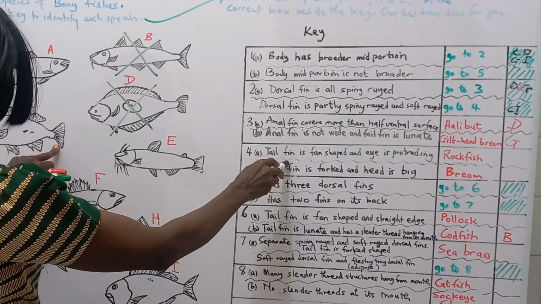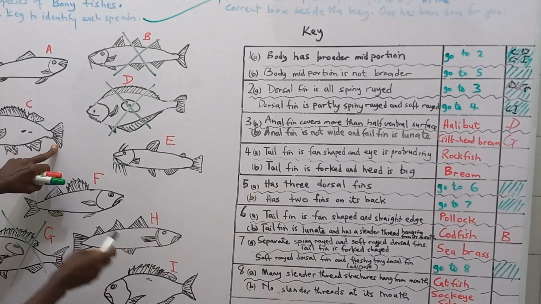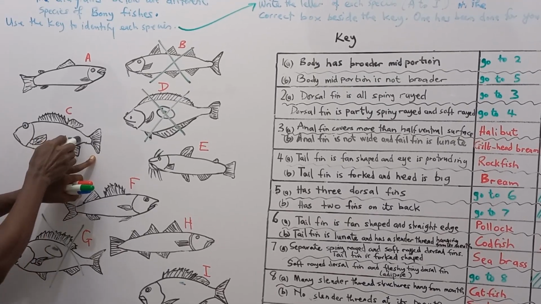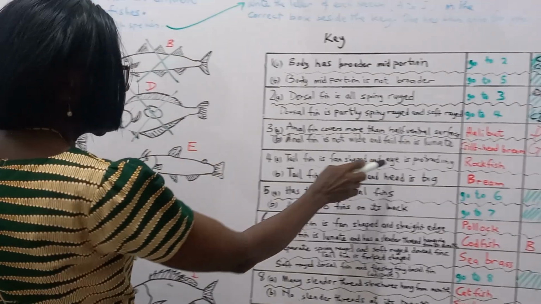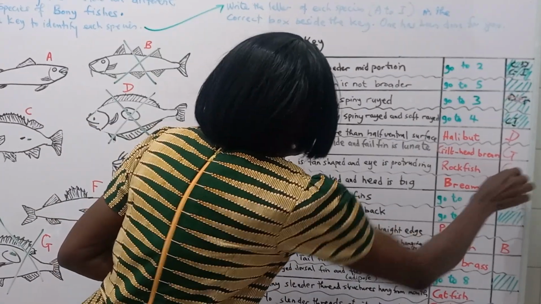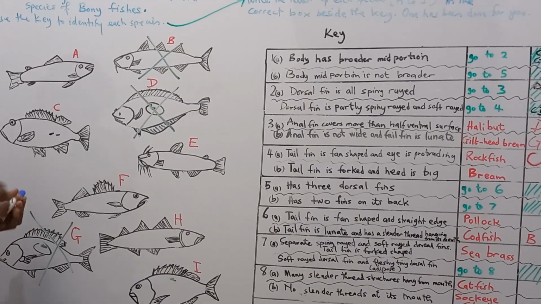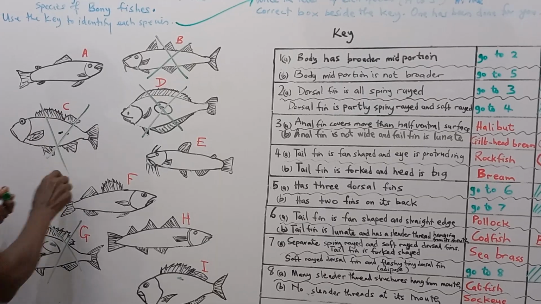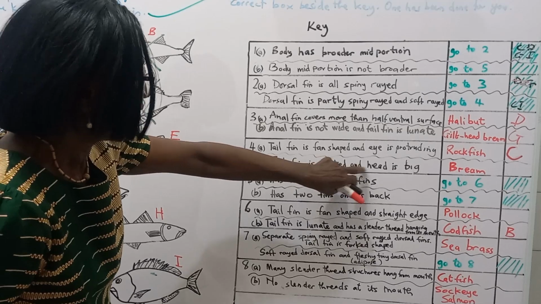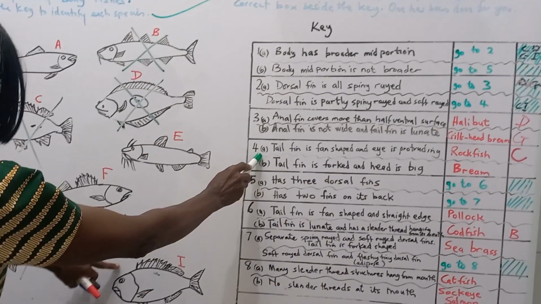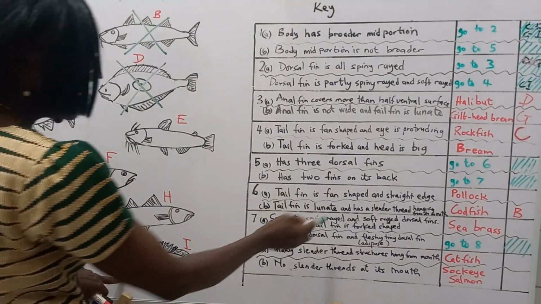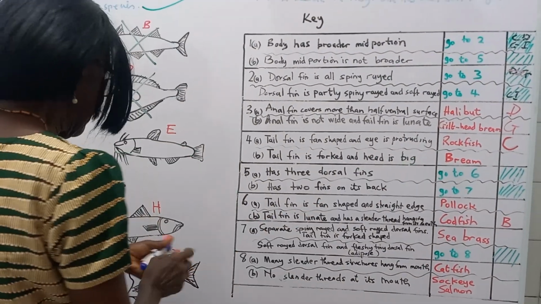This one, C, tail fin is fan shaped and eye is protruding. Look at it. Tail fin is fan shaped and eye is protruding. So that one has been given the name rockfish and is C. So we have our C here. Still at 4, we've also finished with C. We strike it out. So we are left with I anyway. Here, tail fin is forked and head is big. So here we are. Tail fin is forked, head is big. And that's one they said is called bream, and that is I.